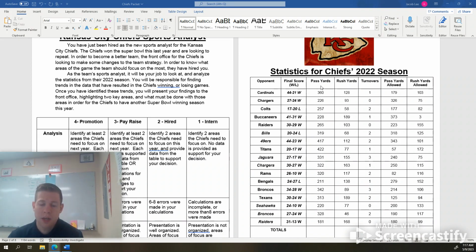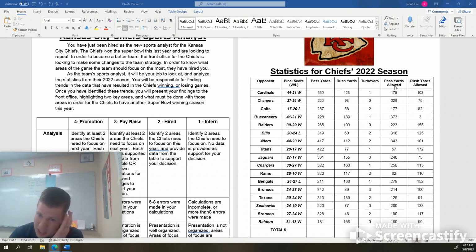And then passing yards, how far did your team throw the ball? Rushing yards, how far did your team just run with it? Turnovers, how many times did your team give the other team the ball without scoring? Passing yards allowed, how many yards did the other team throw the ball? And rushing yards allowed, how far did the other team run the ball, right? These are very basic statistics, very basic things that an analyst would look at. If it was their career, their job, they would dive much deeper into this than we are. But it's a good introductory way of seeing what they might look at.